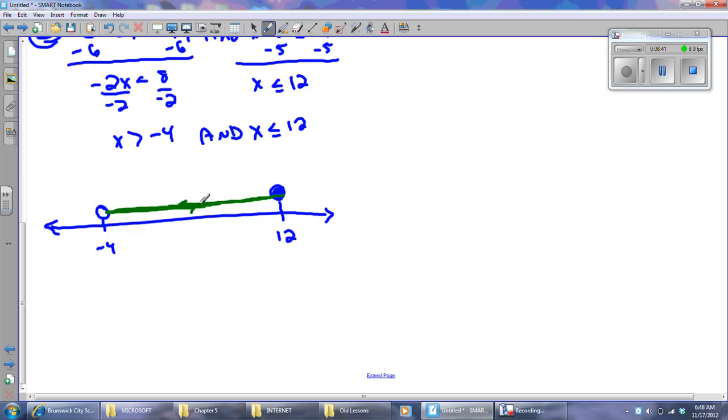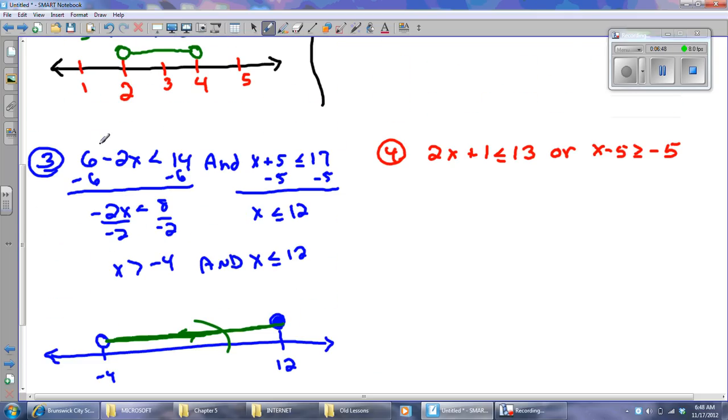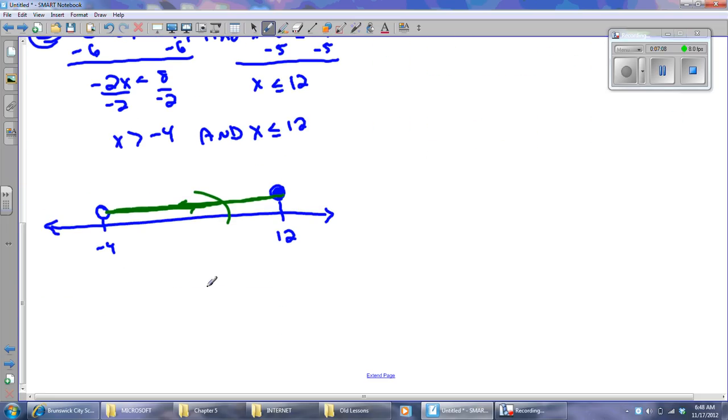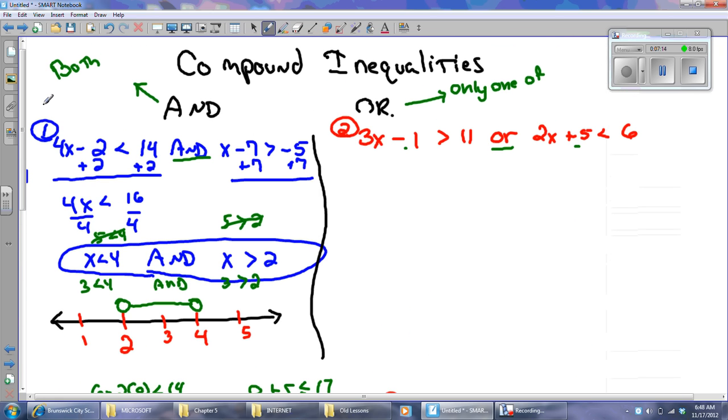All right, now if I pick any number in here, I will end up with a true statement. I'll pick 0. 6 minus 2 times 0 less than 14. I think so, because this ends up being 6 and that's less than 14. 0 plus 5 less than or equal to 17. 5 is less than or equal to 17. See, 0 makes both parts true. If I pick a number outside that region, I'm guaranteed to get a false statement. Pardon me, I will leave that to you to verify. Okay.